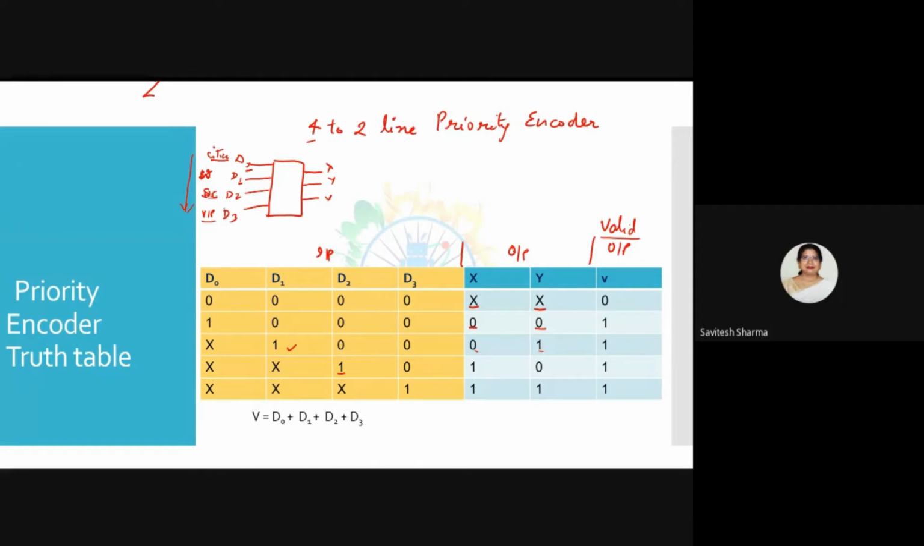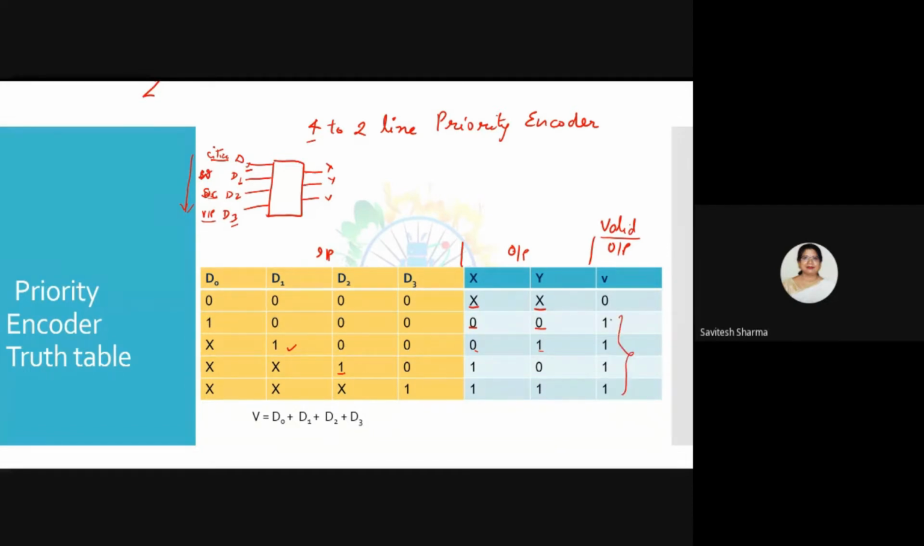Next case, if VIP is there, it will ignore all other persons. Whether citizen, woman or senior citizen is there, I don't care. I will only concentrate on the VIP person. If it is high, I will ignore all others and generate the code 3. So you see the subscript. Based on the subscript, I am generating the code for the particular input signal. So if D3 is high, I am generating 1 1. Understand this concept.